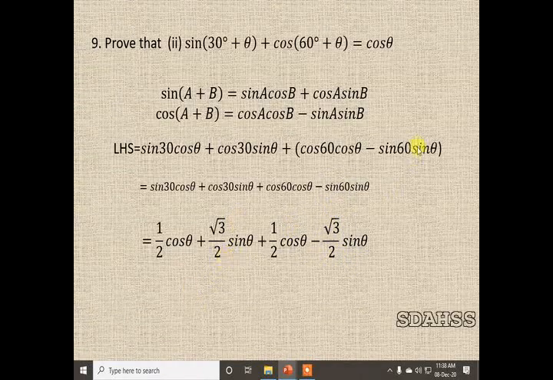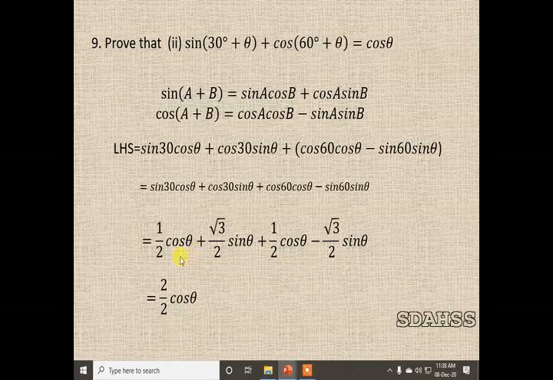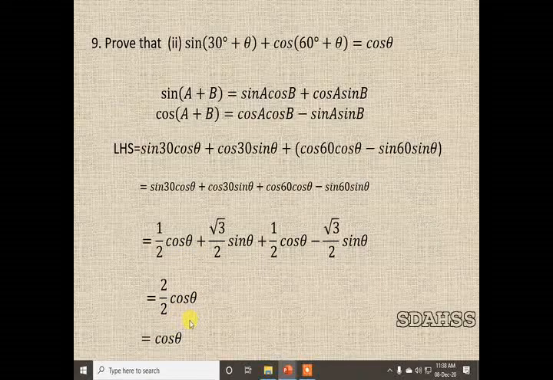Plus √3/2 sin θ minus √3/2 sin θ cancelled. So remaining you have 1/2 cos θ + 1/2 cos θ. Then you will get 2/2 cos θ. 2 cancel, which is equal to cos θ, the RHS.